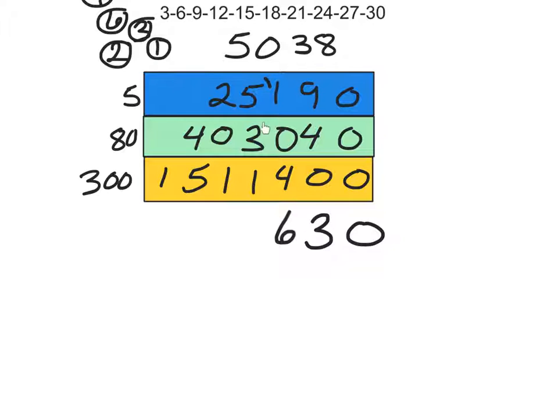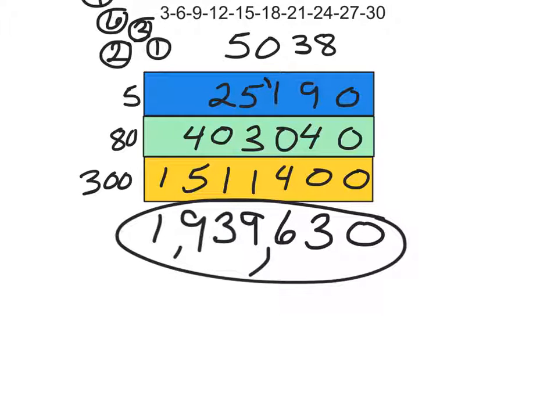Next, I've got 5 and 3 is 8. Plus 1 is 9. Drop that 9. Then I've got right here, 2 plus 1 is 3. Bam, drop that 3. 4 and 5 is going to give you 9. And then drop that last 1. And bam, there you have it, my friends. Your answer is 1,939,630. Love it, my friends.